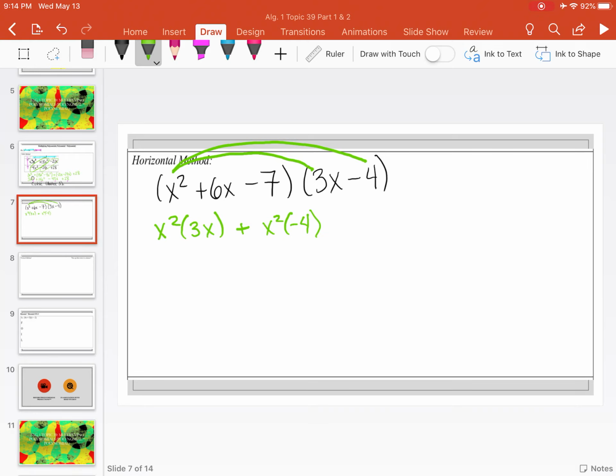Now in my first polynomial, I still have 2 remaining terms, so I'm going to repeat this process. 6x times 3x plus 6x times negative 4. I'm going to continue this with my last term, negative 7 times 3x and negative 7 times negative 4.